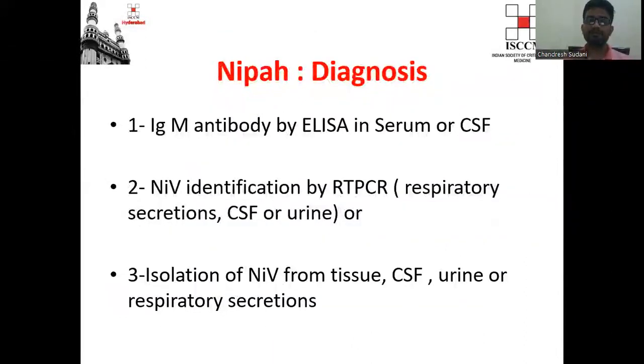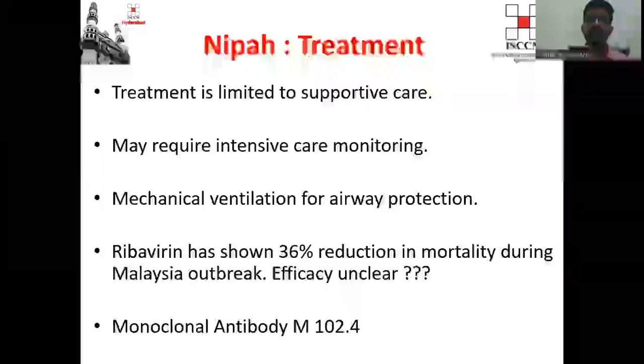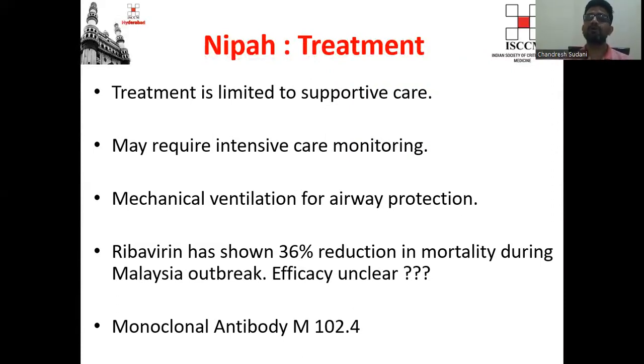If you look at the diagnosis, again, the similar methods: RT-PCR, IgM antibody by ELISA, or isolation of Nipah virus from tissue, CSF, urine, or any other bodily secretions. The treatment, again, is supportive care. It may require intensive care monitoring, particularly for a patient who requires mechanical ventilation for airway protection. Ribavirin has shown a 36% reduction in mortality during the Malaysian outbreak. Again, the efficacy is unclear. There is a new drug, a monoclonal antibody called M102.4, which is under research right now for the treatment of Nipah.